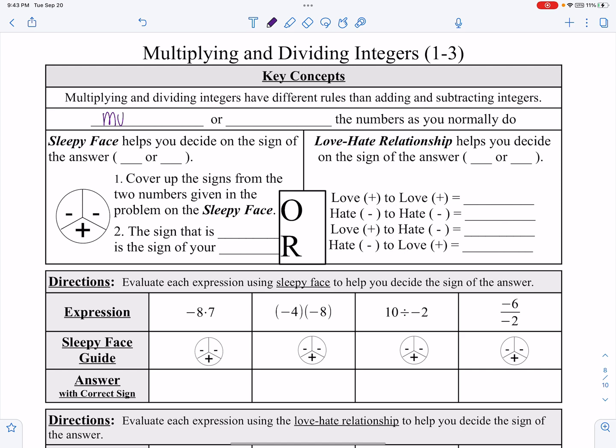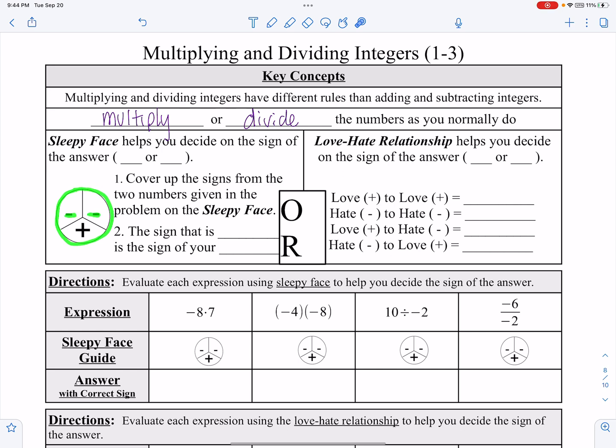And so what we're going to do is multiply or divide just as you normally would do. So go ahead and fill that in now. And then here's the trick to remember how to multiply or divide integers. So the first one is called sleepy face. So this is our sleepy face guy right down here, or girl.